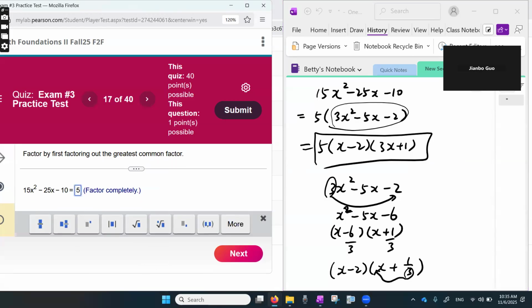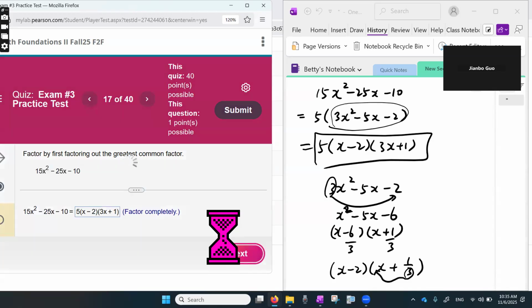5 is GCF. Follow with the two parentheses. In the first parentheses, we have x minus 2. In the second parentheses, we have 3x plus 1. 5 times x minus 2, 3x plus 1.